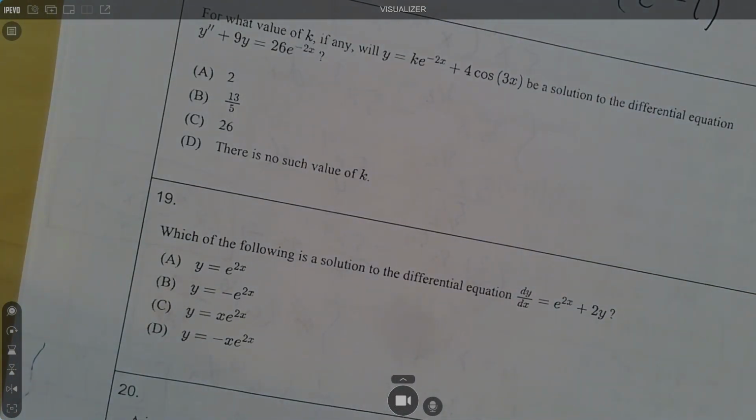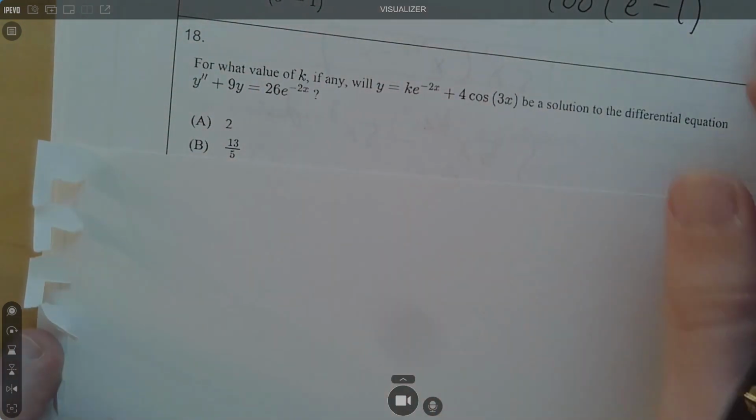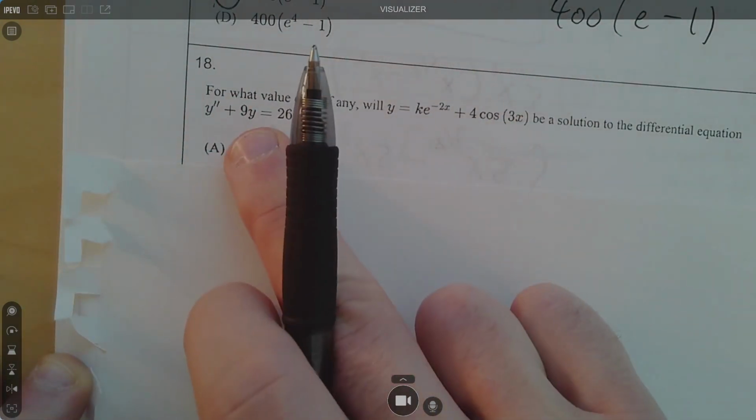Okay, we're continuing. 18. For what value of k, if any, will k e to the negative 2x plus 4 cosine 3x be a solution to the differential equation y double prime plus 9y equals 26 e to the negative 2x? Okay, so to solve this one, you may recall, we did this in class. You are plugging this into this and solving for k. So I have y, so I know what to put there. But y double prime, I need that.